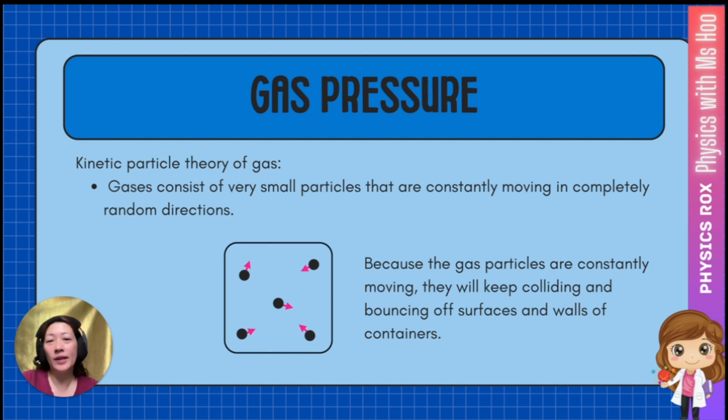So, as you can see, the kinetic particle theory of gas is related to the kinetic theory of matter. The kinetic particle theory of gas states that gases consist of very small particles that are constantly moving in random directions. How do we use it to explain how the gas particles are able to exert pressure? Because the gas particles are constantly moving, they will keep colliding and bouncing off surfaces and walls of containers. So using this, we can explain how gas particles exert pressure.